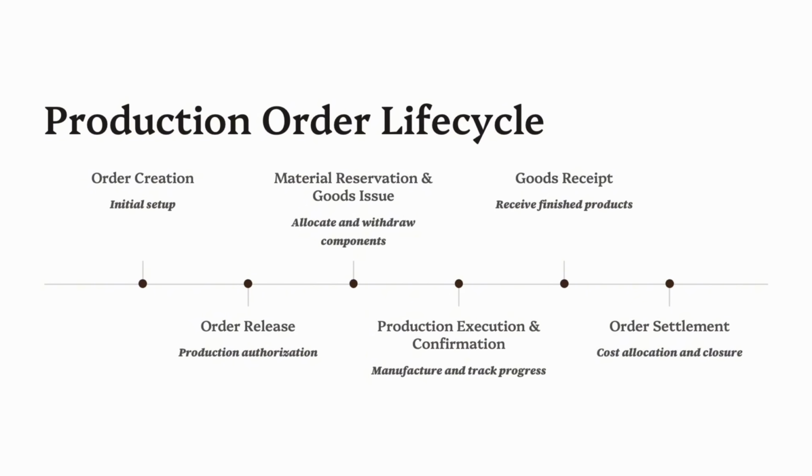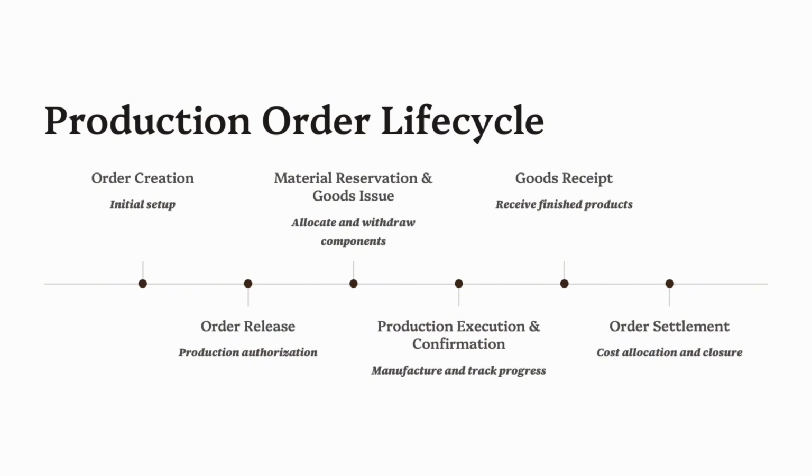4. Production execution and confirmation. Workers execute operations defined in the routing. Confirmations record labor time, machine usage, and progress. Partial confirmations can be done if only part of the order is completed.